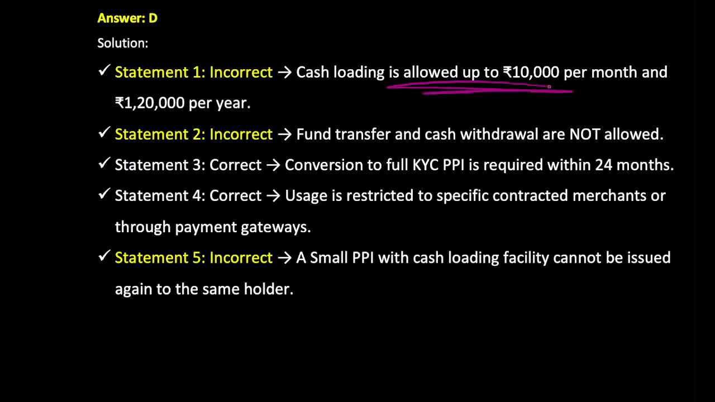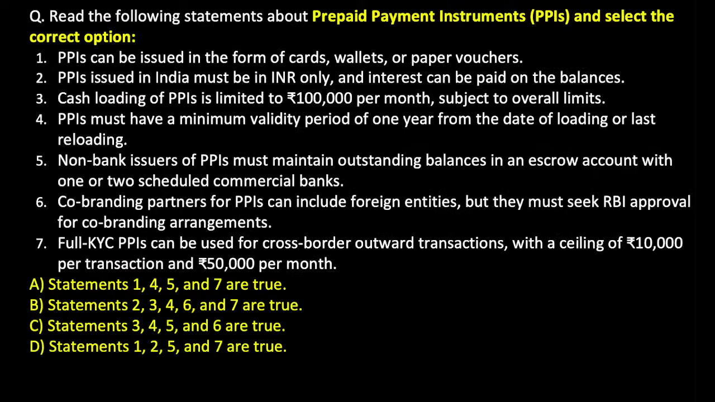So it is 10,000 per month and 1,20,000. I'll check this one. Right now I'll give you the second question. The other statements are here. Okay, please go through this one. I'll tell you the PPI limit for all.